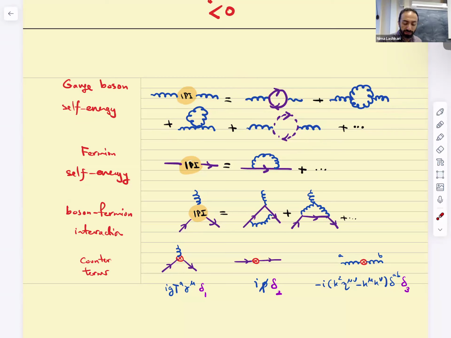There is a fermion self-energy. The only diagram that contributes to it is the standard one that's familiar from abelian gauge theory, QED. There was a boson-fermion interaction where we had this new diagram next to the diagram we calculated before. And then the counter terms are very similar in spirit. Good. Is this part clear?